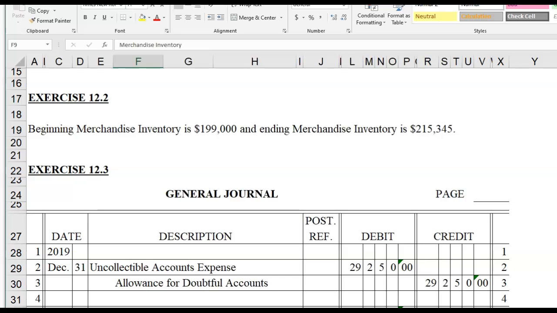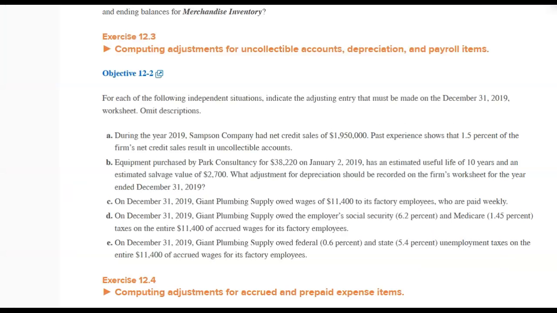Well, next one, let's look at depreciation. Equipment purchased by Park Consultancy for $38,000. Let's see, it's an estimated useful life of 10 years and a salvage value of $2,700. What adjustment for depreciation should be recorded on that firm's worksheet? This is where I need my calculator. I'm going to have to pause and go grab one.